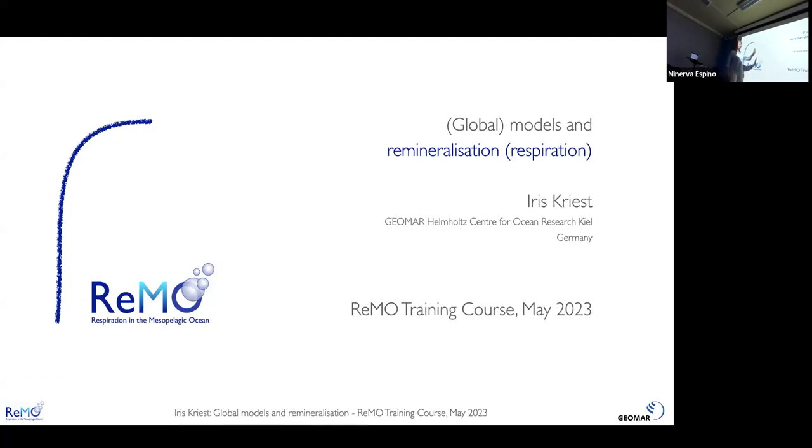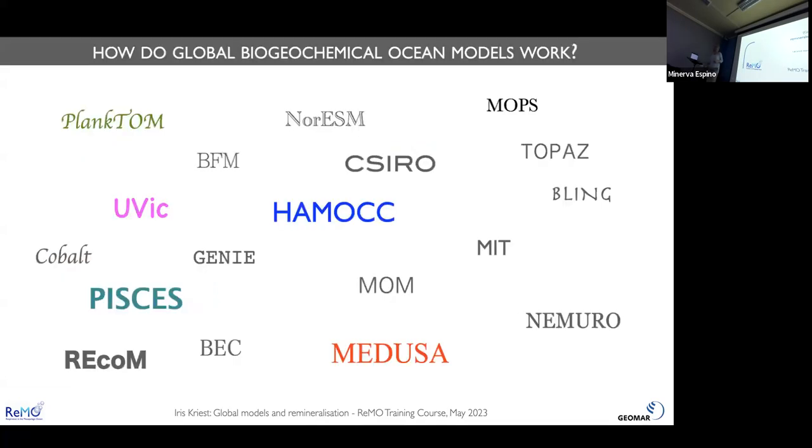So this is about mostly global models and remineralisation or respiration. I use these two terms as synonyms in a way. And if you have a look at global models, you come across many different names for the biogeochemistry. I show here just a few. It can all be very confusing to look at those models, and I hope I can guide you a bit through how these models work and how they deal with the various time and space scales we've heard about before.